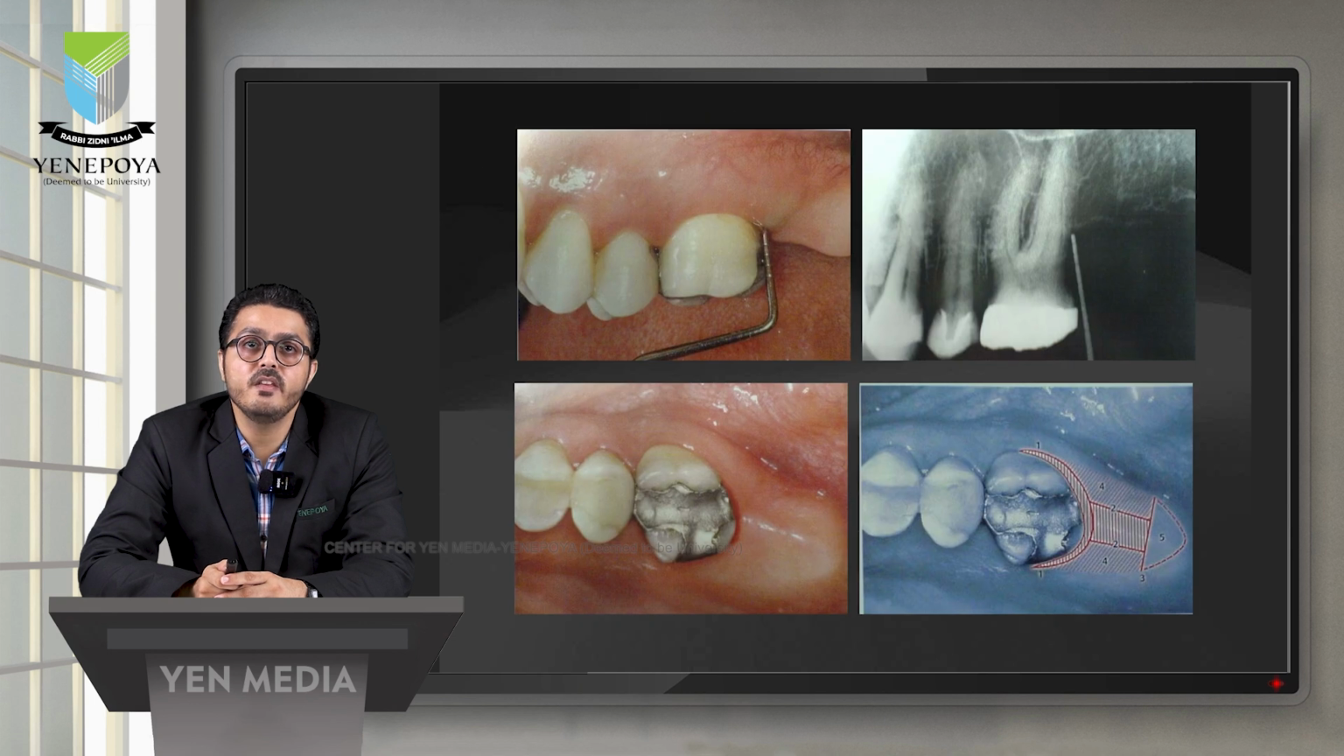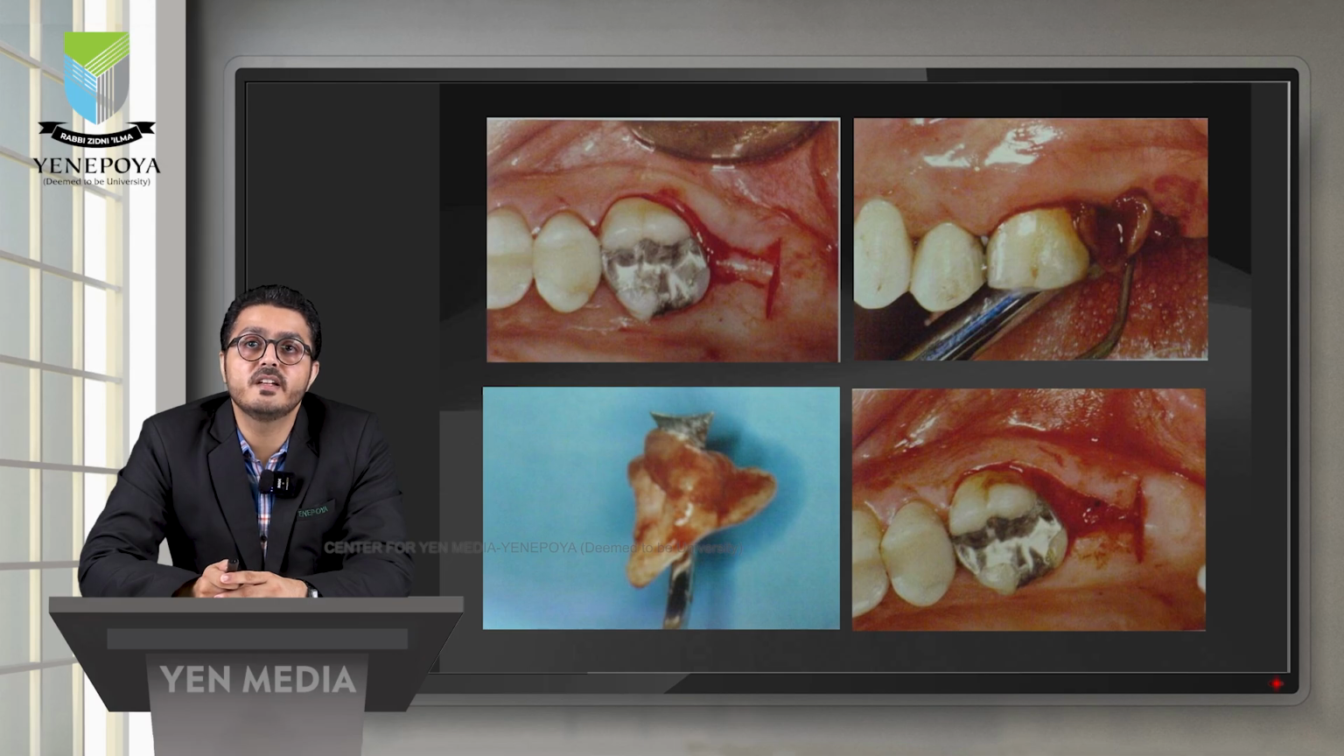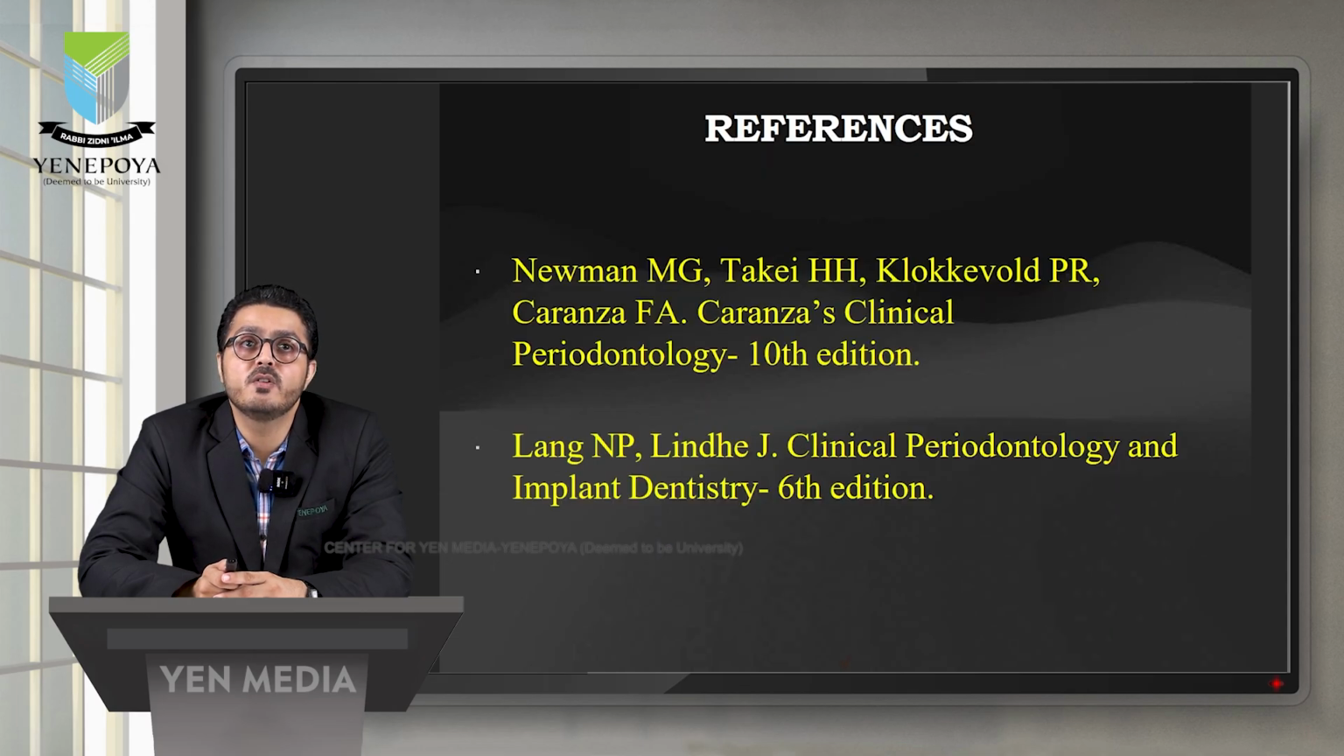These are some examples where there is a pocket distal to the molar, and then we have designed the incision and will follow up with the surgery. As we can see in the surgery, two parallel incisions are given, a wedge of the tissue is removed, then instrumentation is carried out.